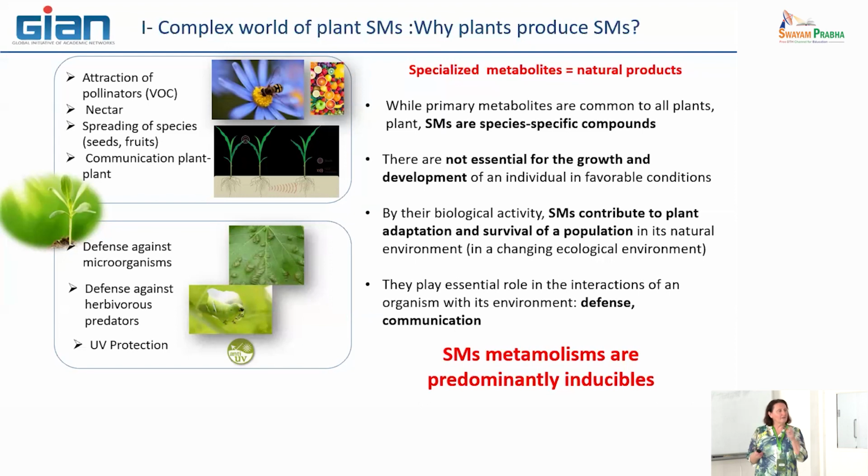This is why we have moved the name from secondary to specialized. When I asked my students what they understand by secondary metabolite, they always say to me, "Because they are not essential." Yes, they are, because even if they are not essential for the plant to produce, the plant can't survive any modification of its environment. So this is why now the community mainly uses specialized metabolite or natural products.